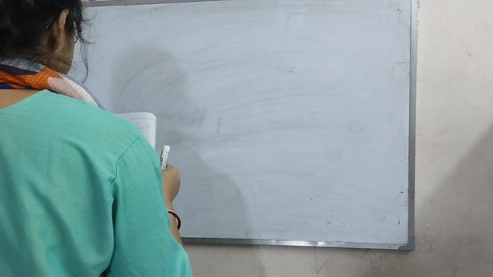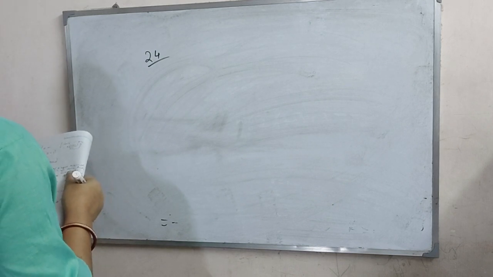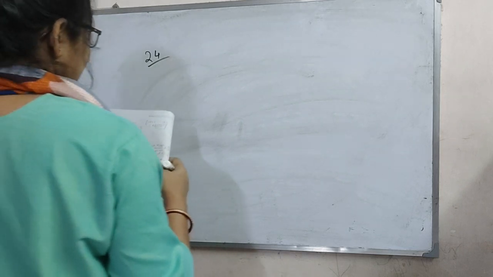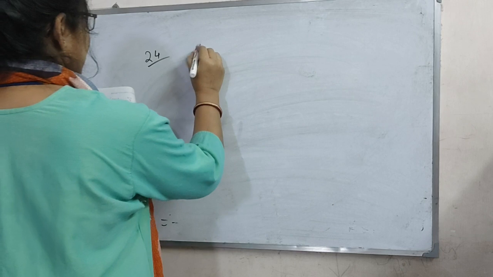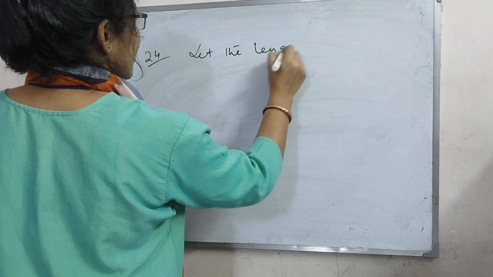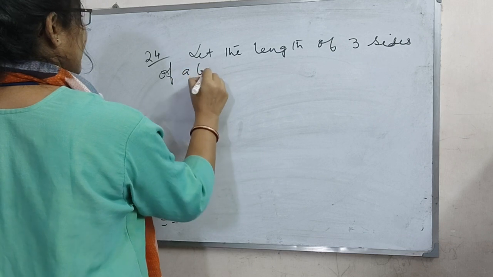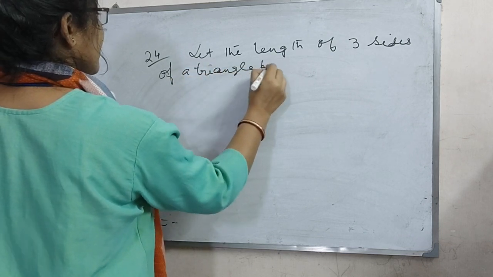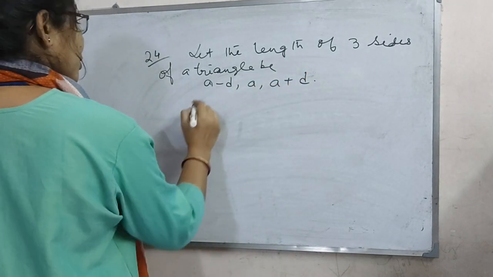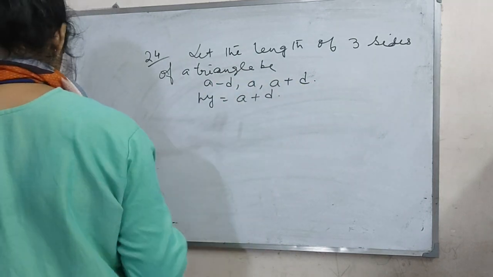Sum number 24. The perpendicular of a right angle triangle is 9 cm and the three sides are in AP. Find the integral value of the length of the hypotenuse. Sides are in AP. So I can write, let the length of three sides of a triangle be a minus d, a, a plus d. Hypotenuse is a plus d, this is the longest side and longest term.